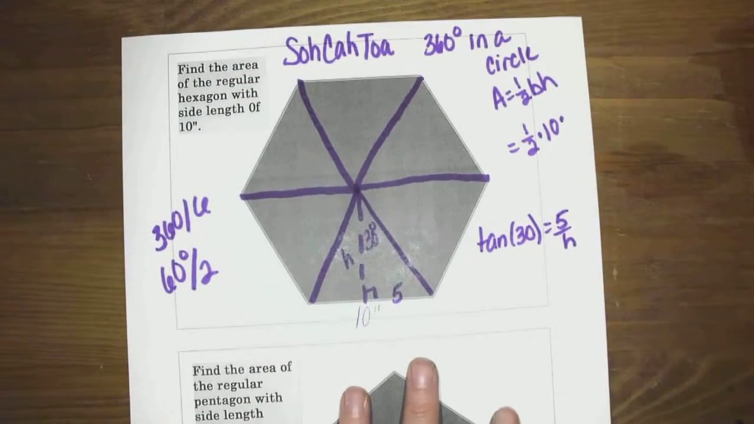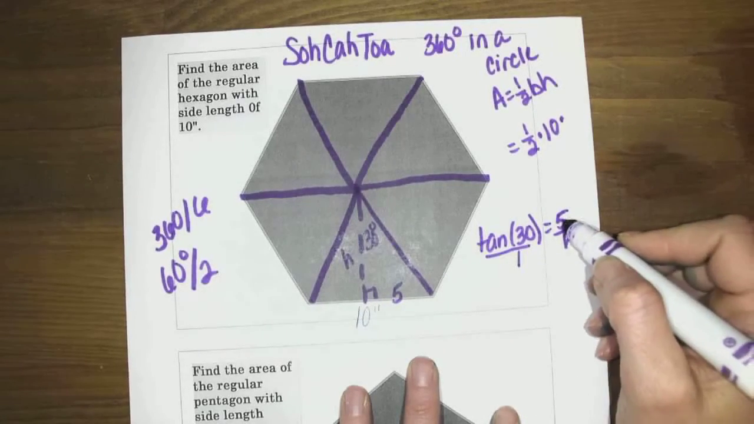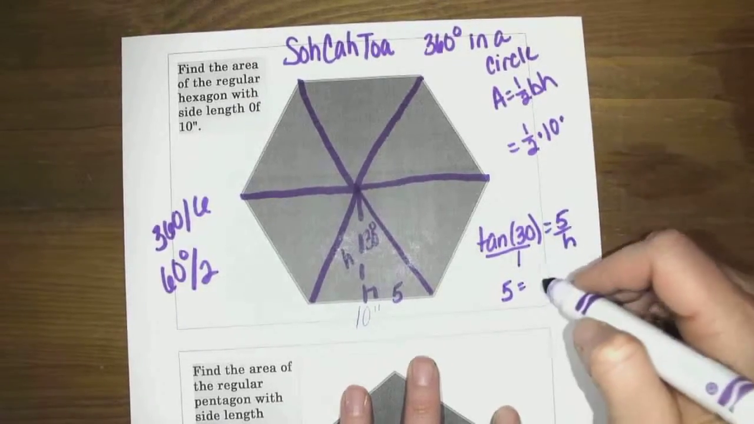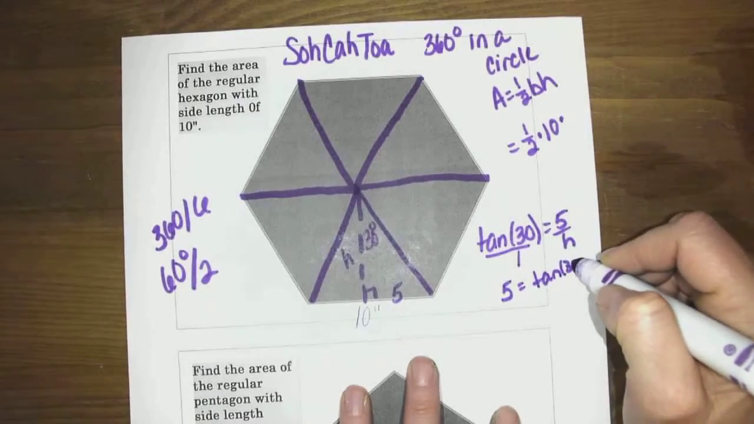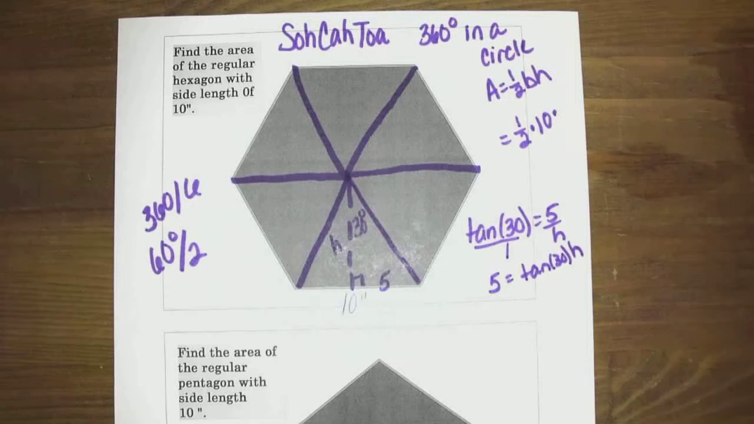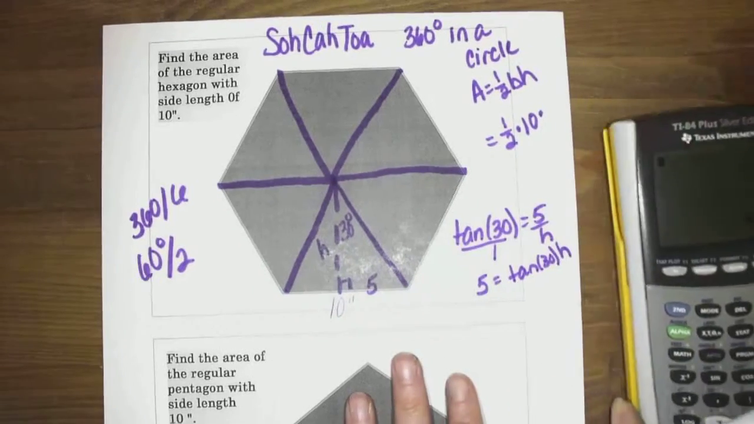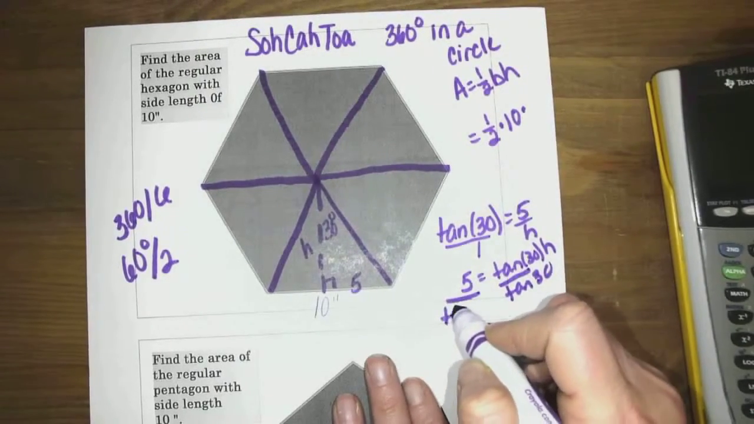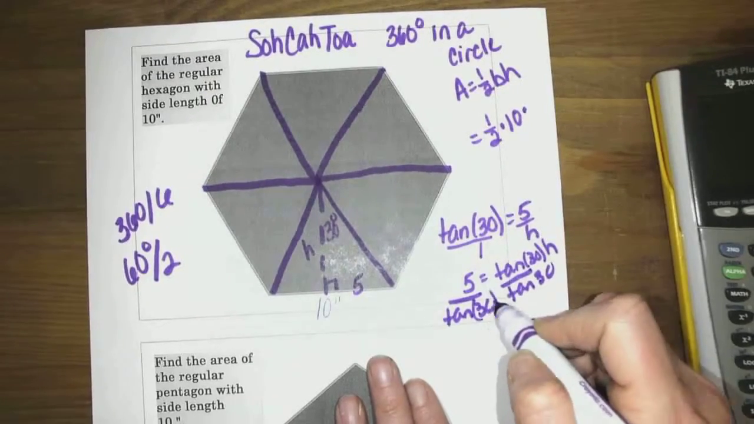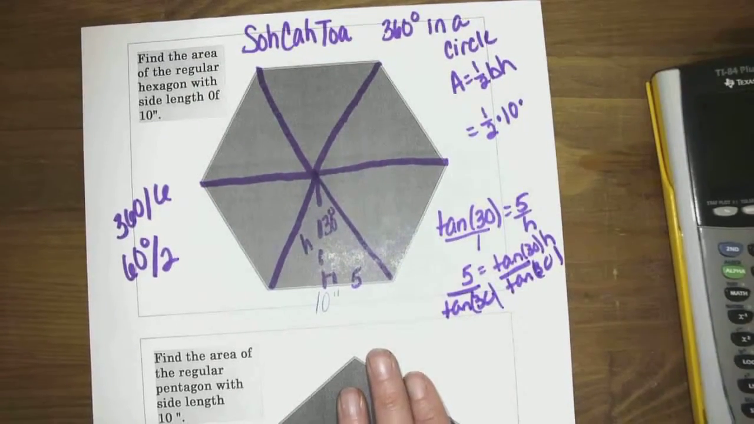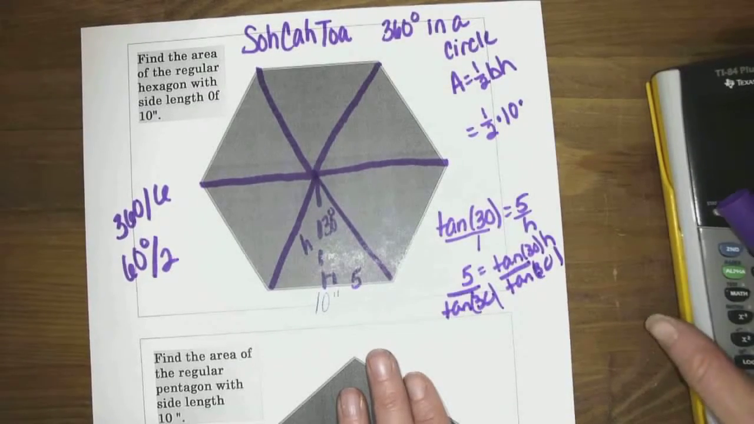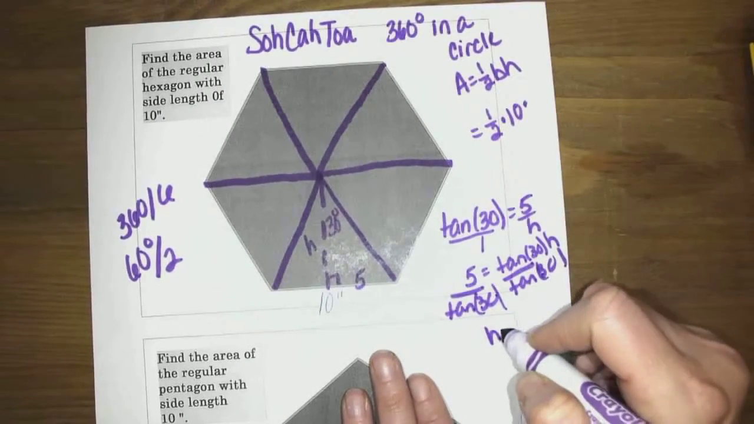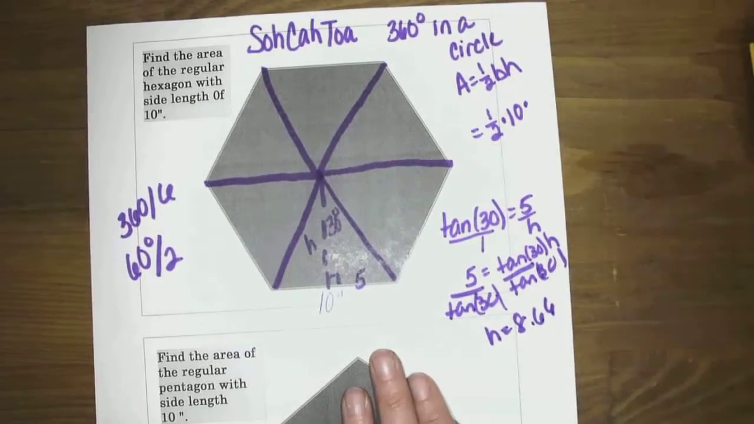I believe how we solved it is we cross multiplied to solve this. We put this over 1. 5 times 1 is 5. Tan 30 times H is tan 30 H. This is when you want to use your calculator, and again, make sure you are in degree mode. So I'm changing mine right now. So I will need to take 5 and divide it by the tan of 30 on both sides. And again, that 30 should be in parentheses. So 5 divided by tan 30. So I'm going to get the height to be 8.66.